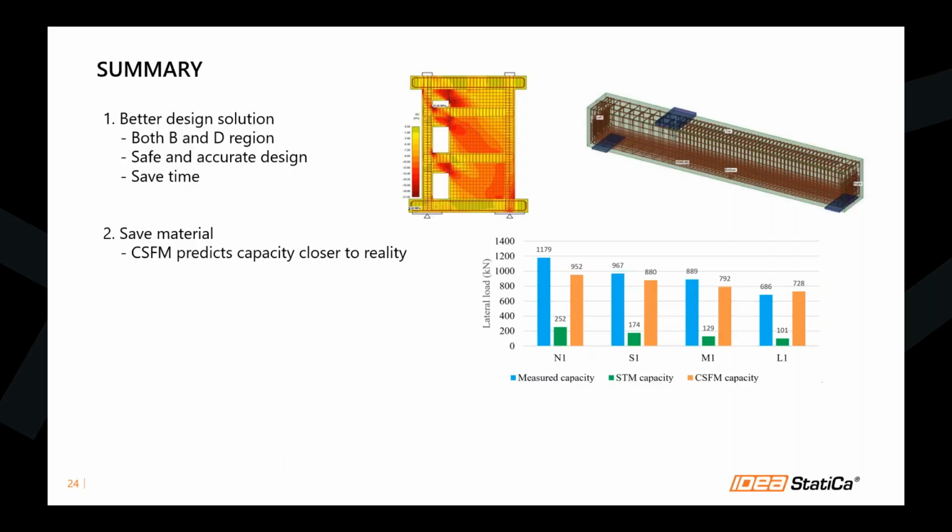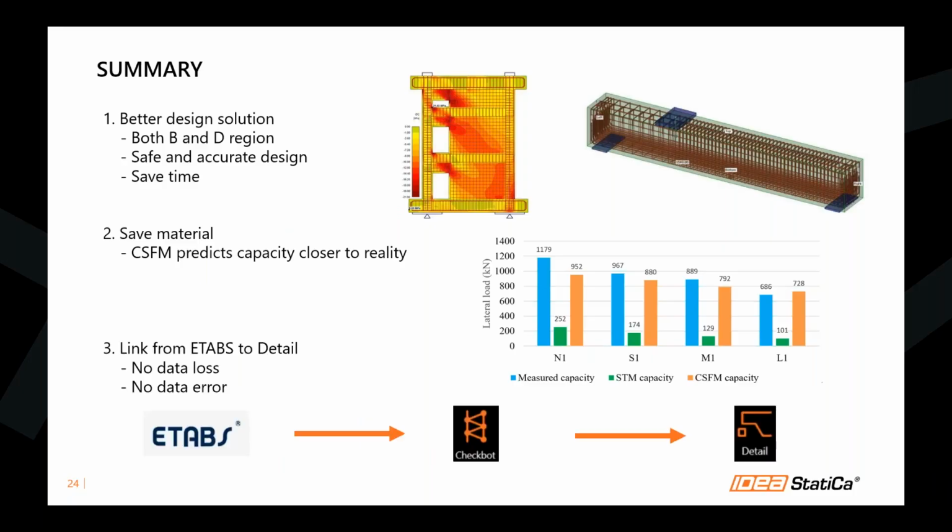Next is saving material. As I mentioned in the previous slide, our solution predicts the capacity which is much closer to reality. And as you can see, if you are using the STM method, which is a well-known and great method, you'll be super conservative compared to the real-life experiment result. And lastly, use the link from ETABS to Detail, resulting in no data loss and no data error, which is very important in structural engineering.